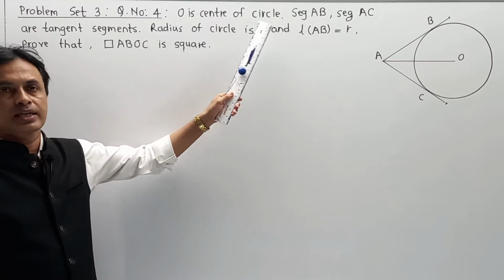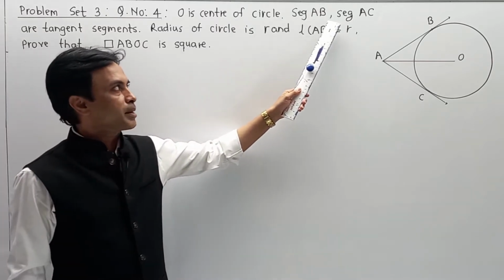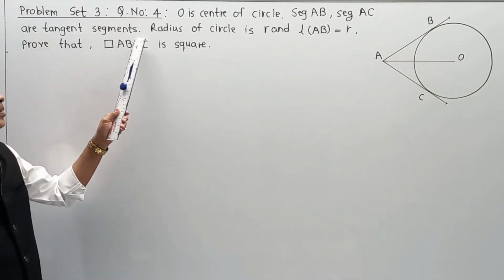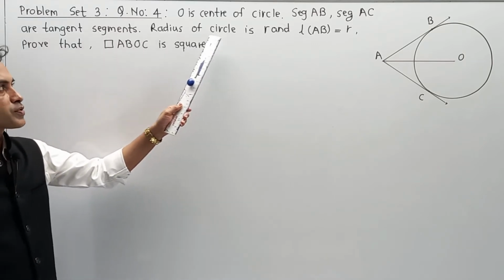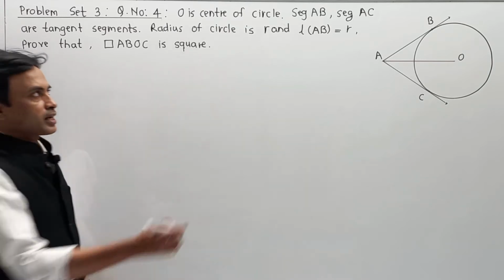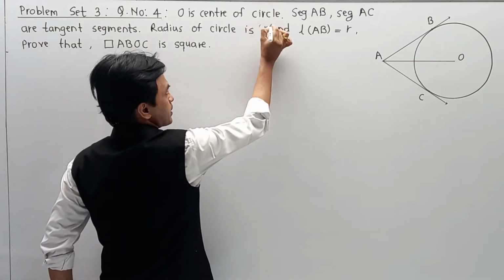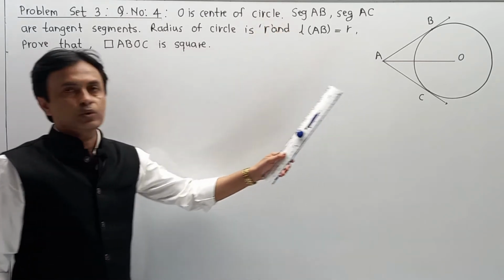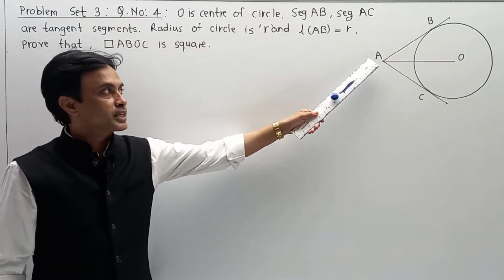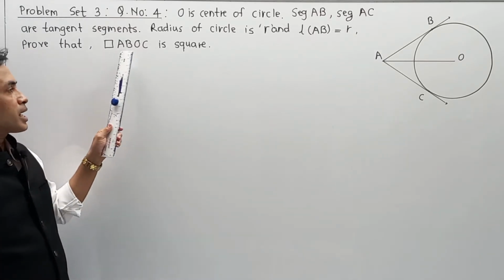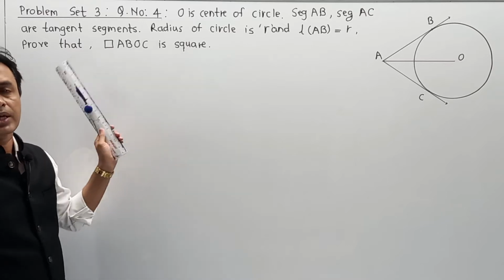O is the center of the circle. Segment AB and segment AC are tangent segments. The radius of the circle is R. They have mentioned it specially. And the length of AB equals R. The length of AB, which is nothing but a tangent, is R. Prove that ABOC is a square.